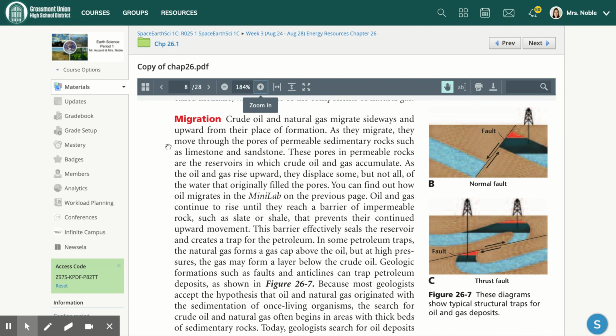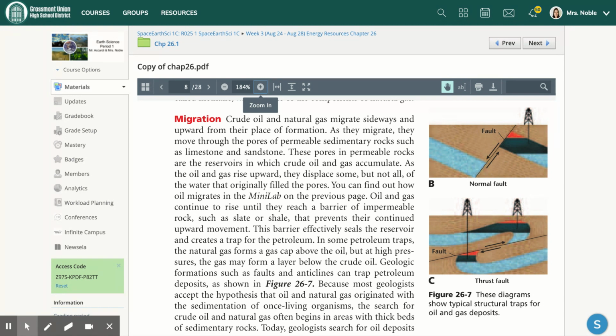Crude oil and natural gases migrate sideways and upward from their place of formation. As they migrate, they move through the pores of permeable sedimentary rocks such as limestone and sandstone. These pores in permeable rocks are the reservoirs in which crude oil and gas accumulate. As the oil and gas rise upward, they displace some, but not all, of the water that originally filled the pores. You can find out how oil migrates in the mini lab on the previous page.